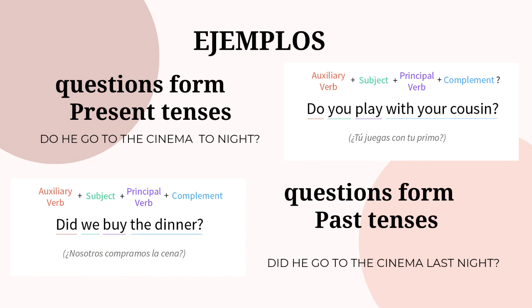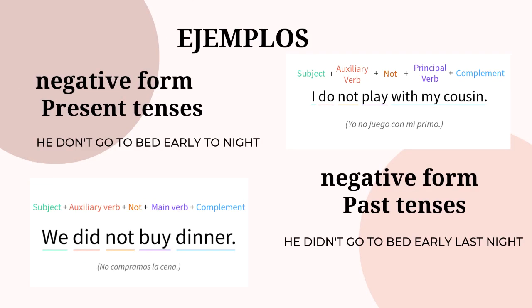Do I go to the cinema tonight? Did he go to the cinema last night? Now the simple past and simple present in the negative form. He doesn't go to bed early tonight. He didn't go to bed early last night.